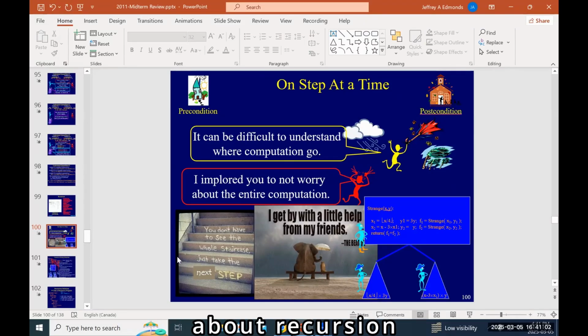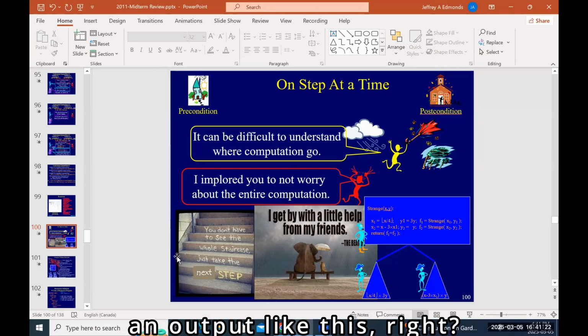Remember, my religion about recursion is that if you try to say, I recurse, and then I come back up, you're going to get muddled, right? So you should have a really clear pre and post condition. On an input with these properties, I'm going to get an output like this, right?